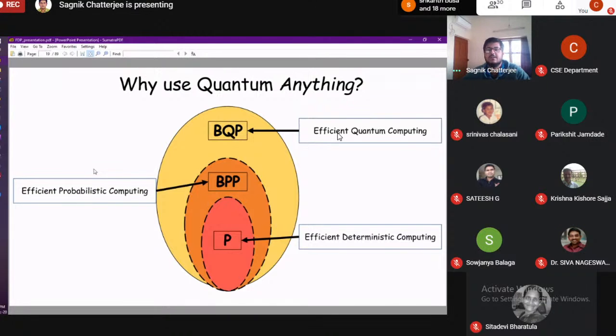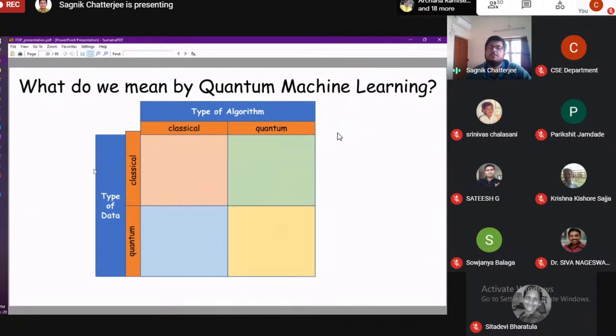Okay. So what do we mean by quantum machine learning? This is what I was talking about earlier. You can have two types of data or input, classical inputs and quantum inputs, and you can have two types of algorithms, classical algorithms and quantum algorithms. In some cases, this classification matters a lot because in the yellow square that you see, whatever has a quantum input and a quantum algorithm will obviously give you much better speedups than what is in the pink square, which is the classical input and the classical algorithm.